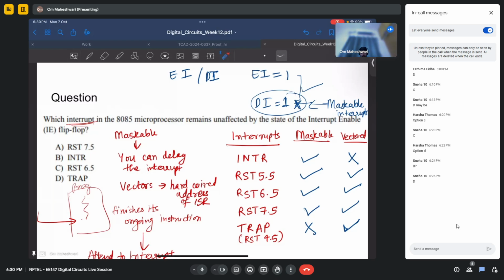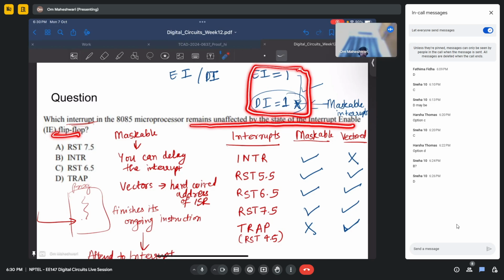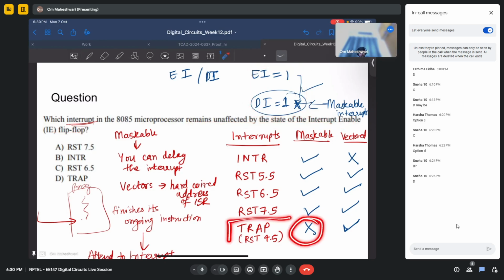So the question says which remains unaffected by the state of the interrupt enable flip-flop, which remains unaffected by EI and DI. That is the non-maskable interrupt, which is trap. No matter what the state of this flip-flop is, you have to attend to this trap interrupt. It is not maskable.